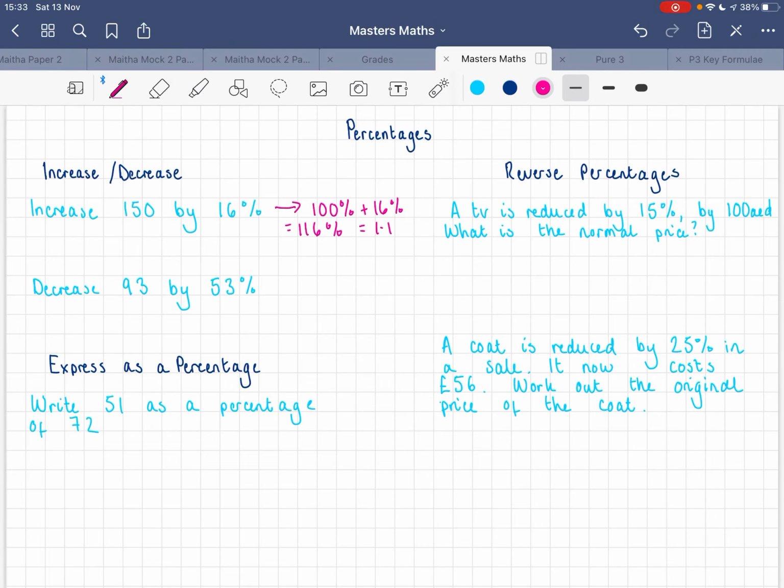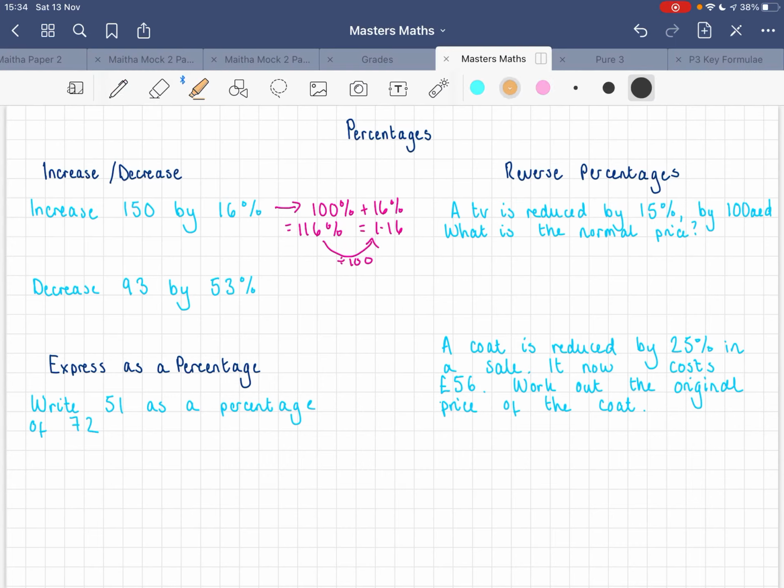What I'm going to do is then take that percentage and change it into a decimal, which is 1.16. Most of you should be able to do that in your head. If you can't, I've literally divided by 100. So to get from 116 to 1.16, I have divided by 100. So if you're not sure, do it on your calculator. 116 divided by 100 is 1.16.